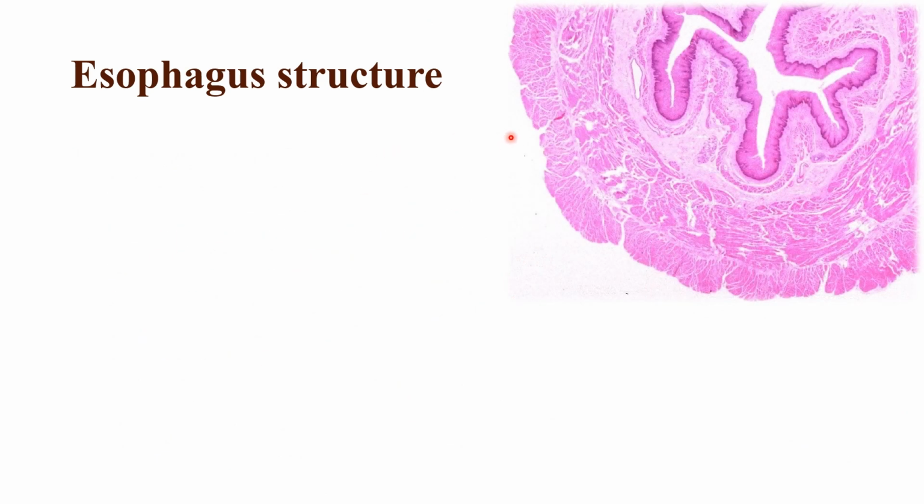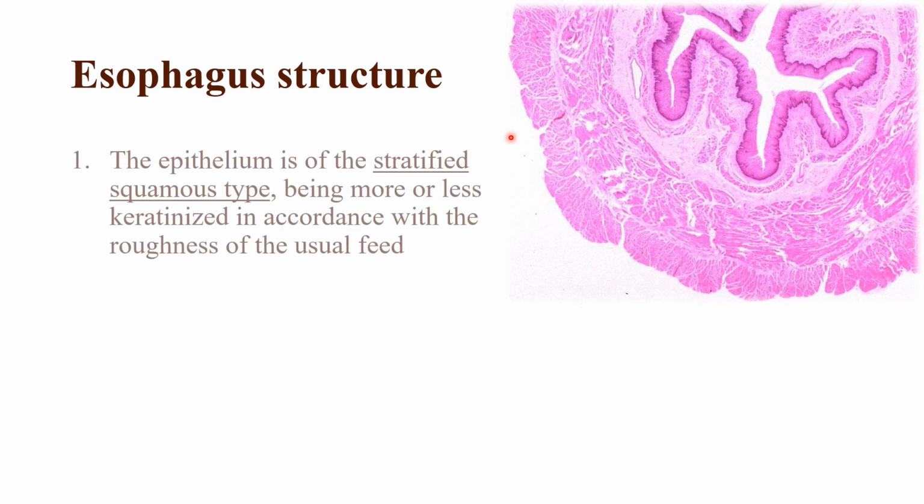Again, a little more about its structure. As for the mucosal layer again, the epithelium is stratified squamous type, and it hardens depending on the type of feed that is usually passed through it.